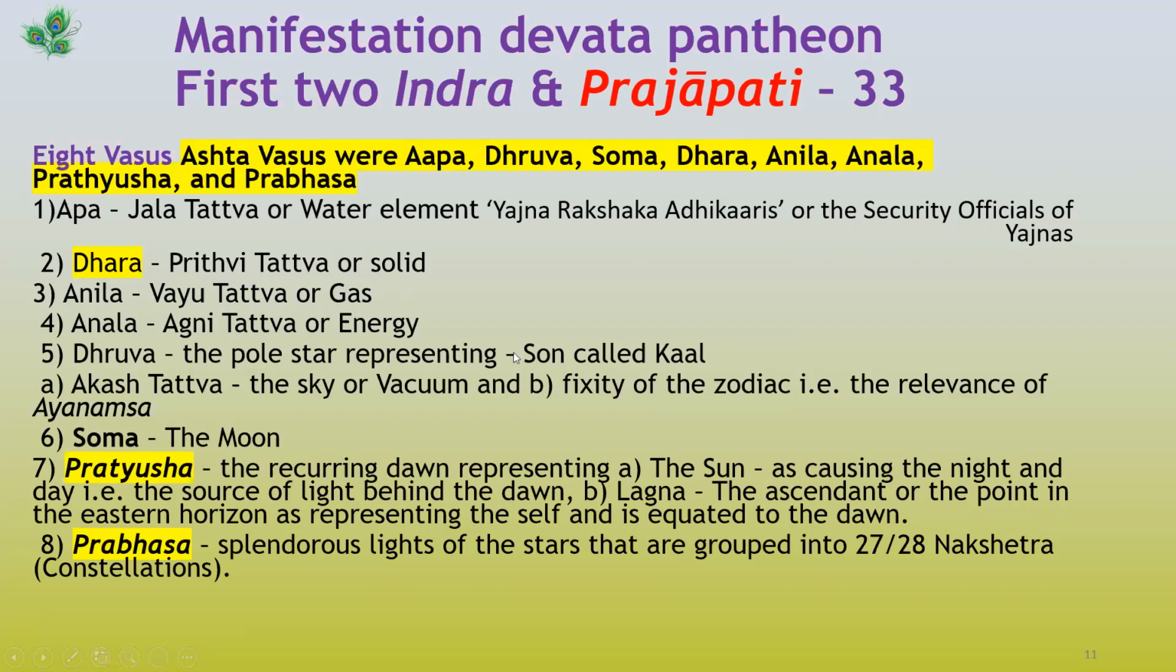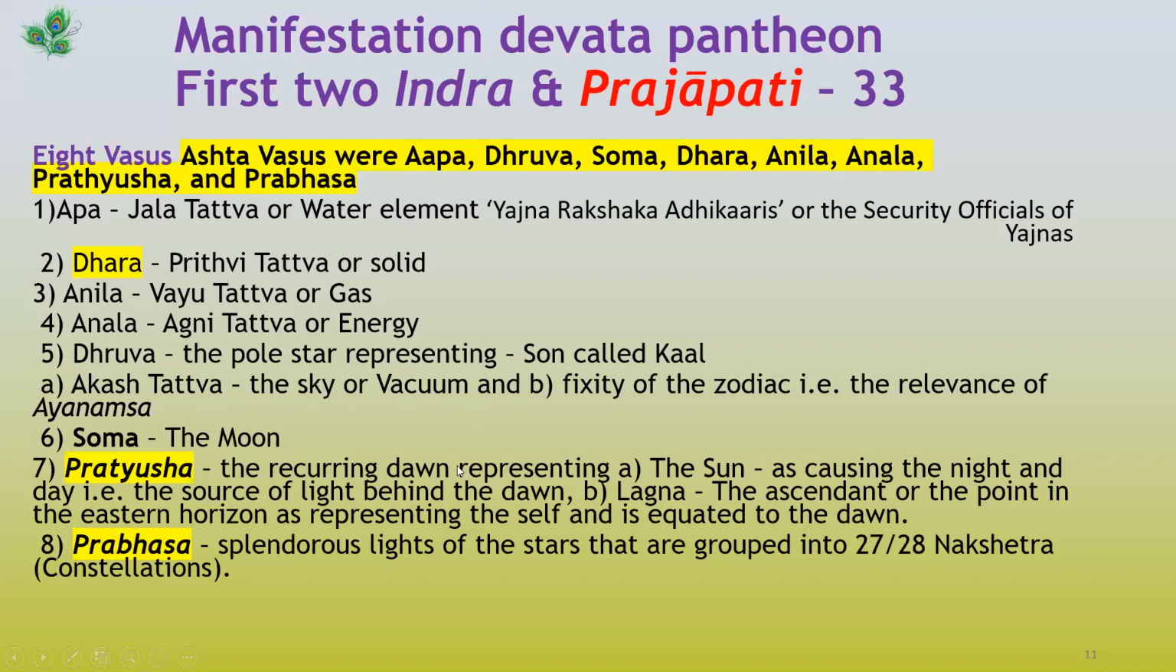Dhruva, or the pole star, has a huge significance in Vedic cosmology. And Akash Tattva is ruled by Jupiter. It's where the zodiac is fixed. It's also where the concept of Ayanamsha comes in, because it's all the domain of the sky and time. And then we have Soma, which is nothing but the moon.